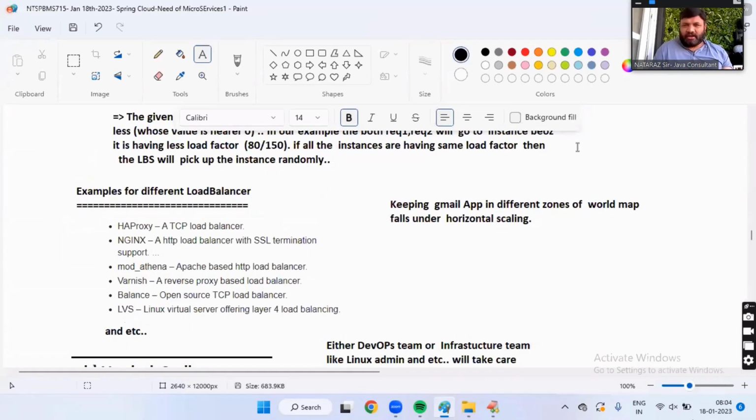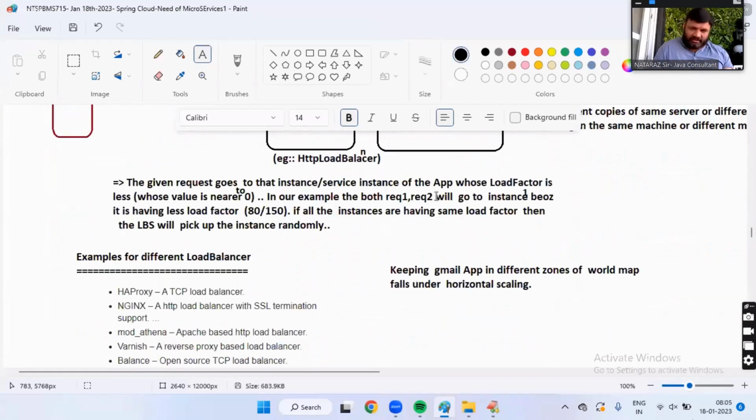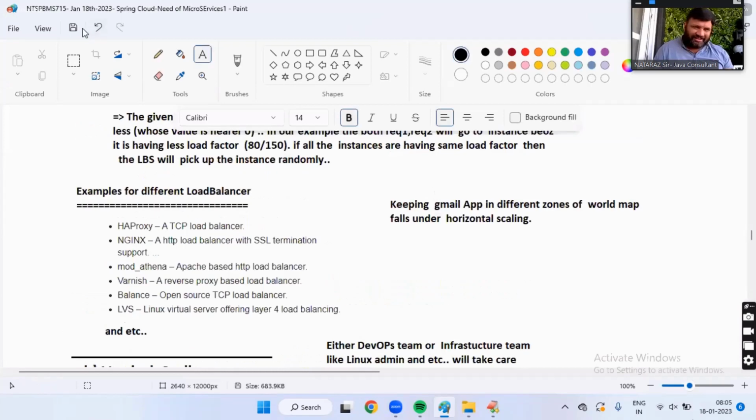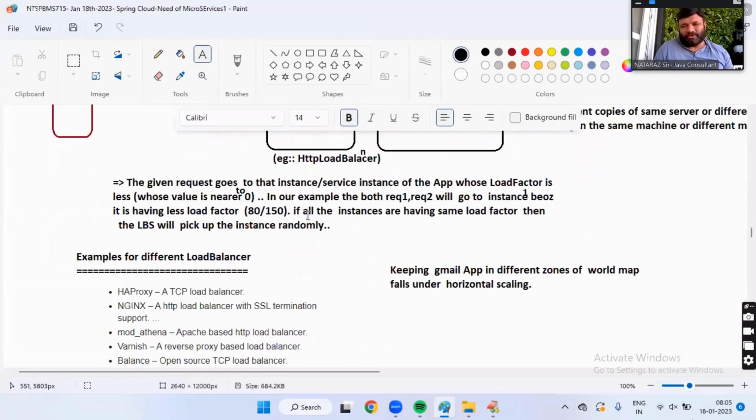In future, we are going to see this practically as part of microservices. Right now, I'm preparing the background to launch microservices, because I have not introduced any load balancer software so far.